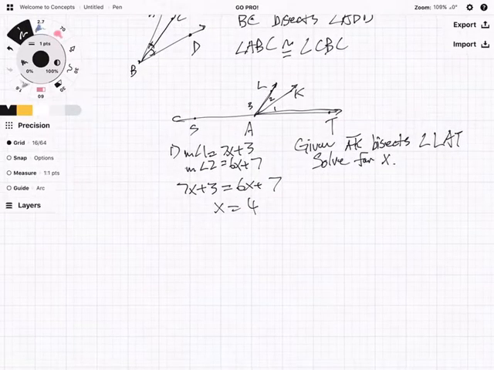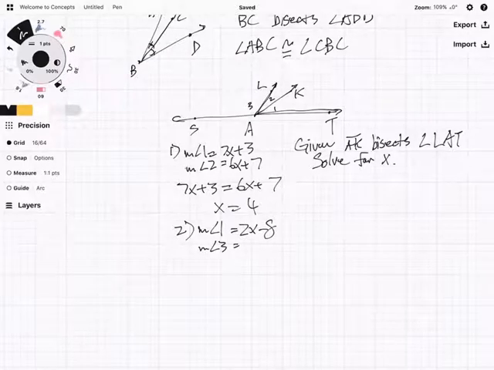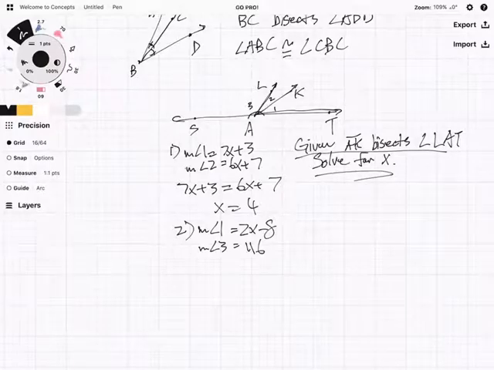We're also going to have a second part to this question. Let's say that the measure of angle 1 equals 2x minus 8, and the measure of angle 3 equals 116. Quite a big number. We're given, as usual, this 180-degree angle that's formed here, and all three of these angles are adjacent, and AK bisects angle LAT, and we're also going to have to solve for x. I'll give you a moment to solve for this.